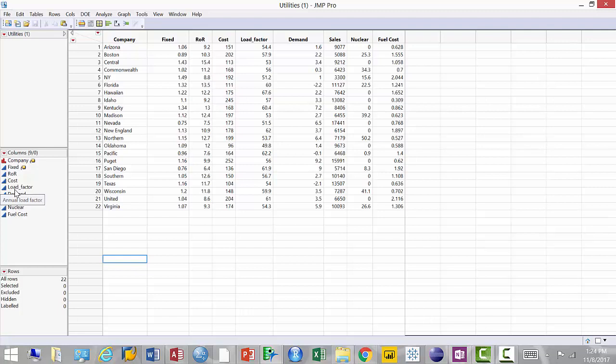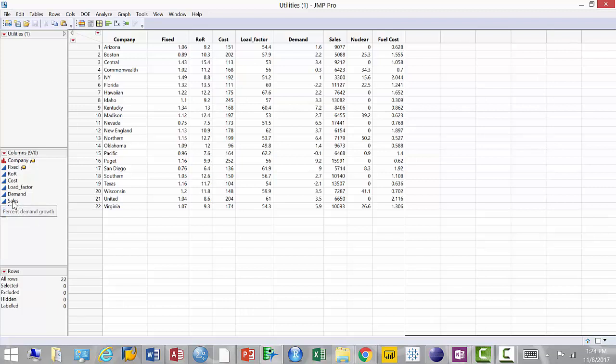I don't know what that means. I guess how many customers they supply per year, or what's their peak load during the day, or something like that. Okay. Then demand. Demand probably is how many customers they supply, or how many kilowatt hours they sell to the consumers, right. And then sales in terms of dollars, I'm guessing, or millions of dollars, whatever it is.